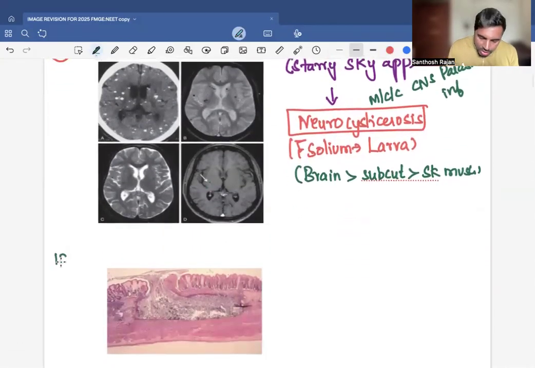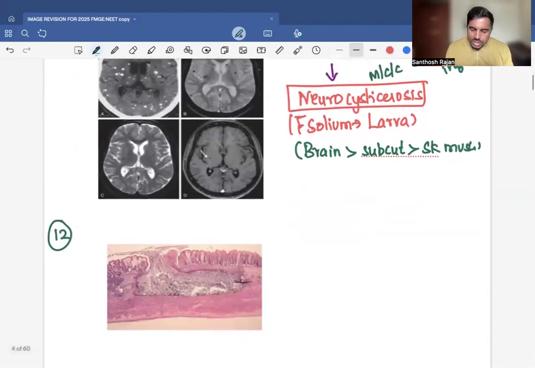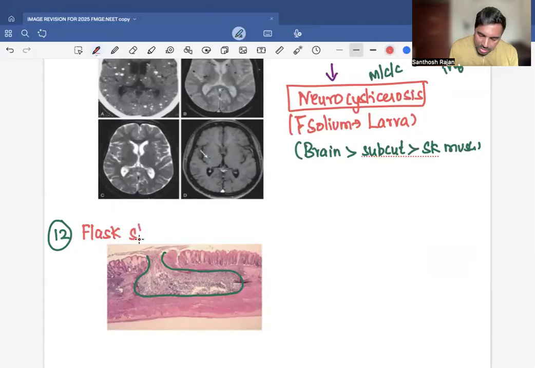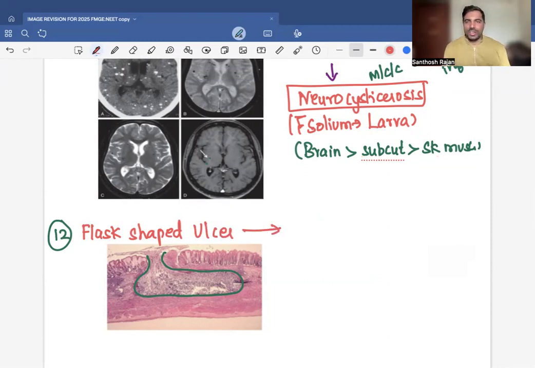Next one, look at this image. This image you know very well. It looks very much like a flask, right? So in the GIT, when you see a flask-shaped ulcer, you automatically think about which one? Entamoeba histolytica. Frequently asked question. Very, very important one.